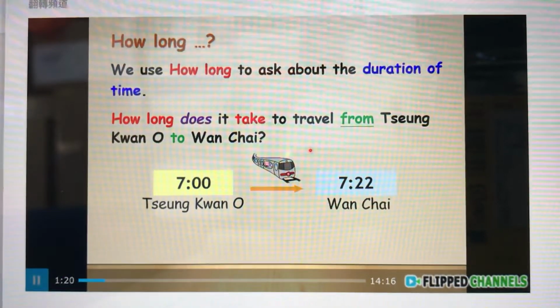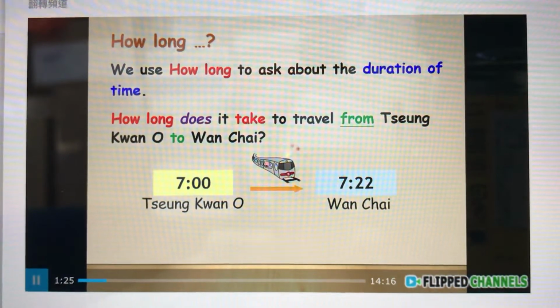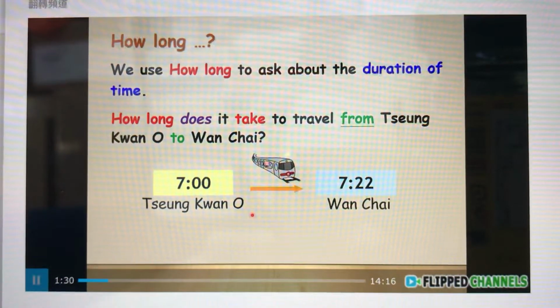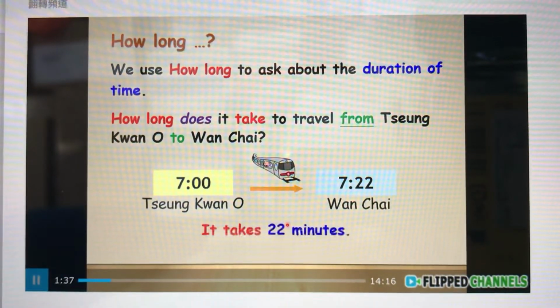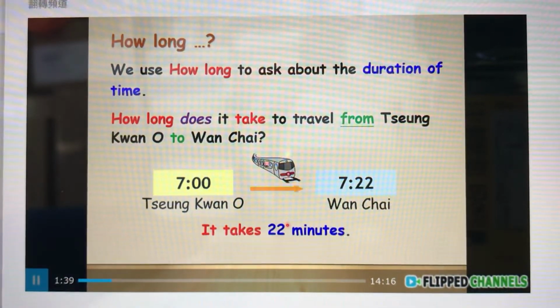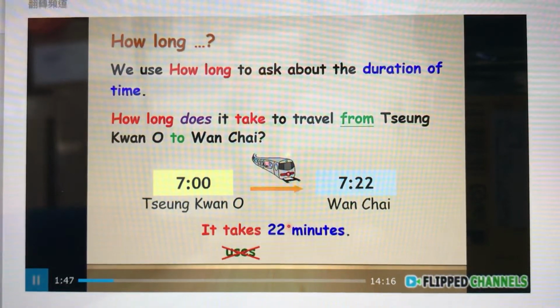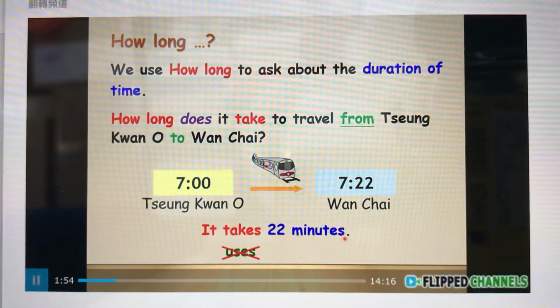Look at the picture here. We are going to travel by MTR. We start the journey from Cheung-Kwan-O at 7 o'clock and we arrive at Wan-Chai at 7:22. After some calculation, we knew that we used 22 minutes to travel from Cheung-Kwan-O to Wan-Chai. But we won't use uses here. We use takes. The answer is, it takes 22 minutes.